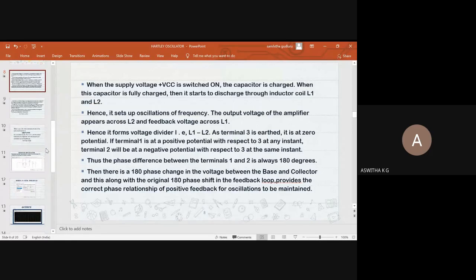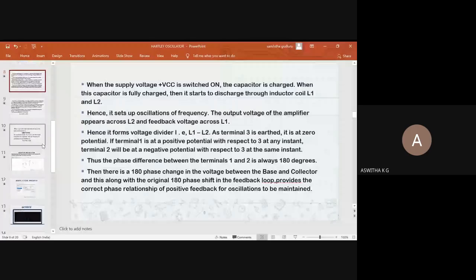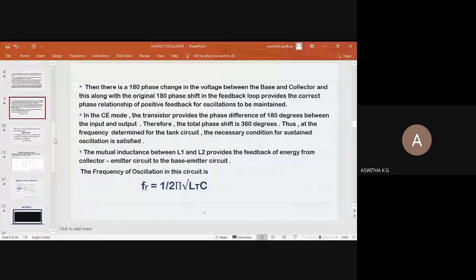Then there is a phase change of 180 degrees in the voltage between the terminals. In CE mode, the transistor provides a phase difference of 180 degrees between input and output. Therefore, the total phase shift is 360 degrees. The mutual inductance between L1 and L2 provides feedback of energy from the collector emitter circuit to the base emitter circuit.